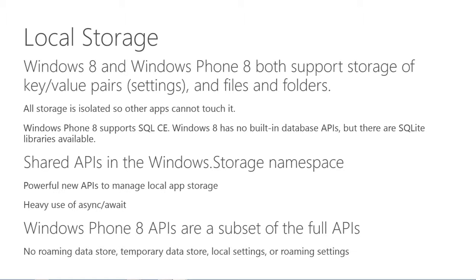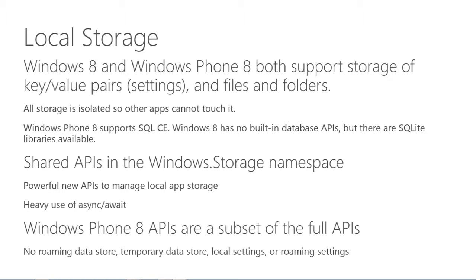On the other hand, there are readily available SQLite libraries that you can download and take advantage of, and many developers are doing that. There are shared APIs in the Windows.Storage namespace, and by taking advantage of those, you can manage local app storage in a way that is portable between Windows Phone and Windows 8. And here you're using a lot of the async and await capabilities that were introduced with Windows 8.